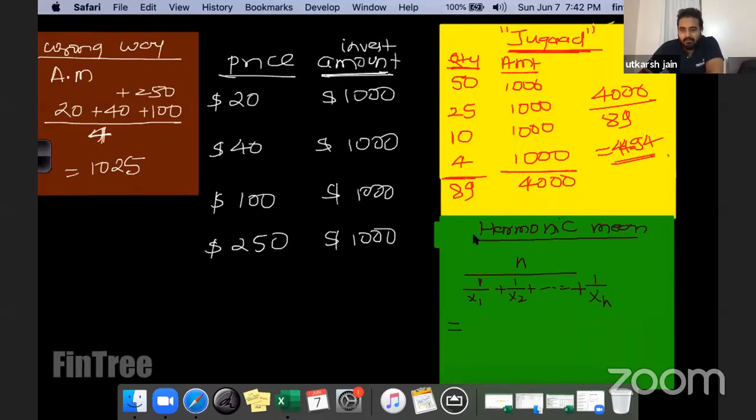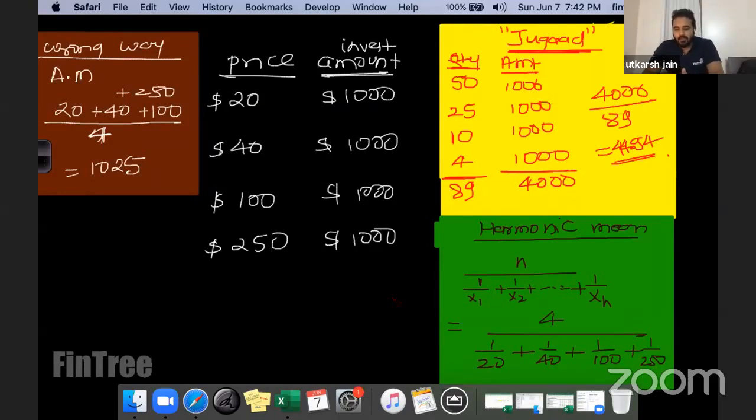Just ask yourself how many values I have. I have 4 values, so 4 divided by, what was the first price? 20. So 1 divided by 20 plus, what was the second price? 40. So 1 divided by 40. What was the third price? 100. So 1 divided by 100. And the last price? 250. So 1 divided by 250. There you go. You need to just solve this equation and you're going to get the same answer.